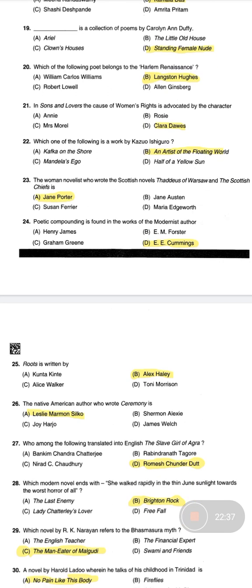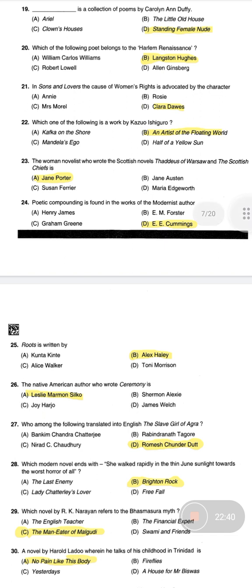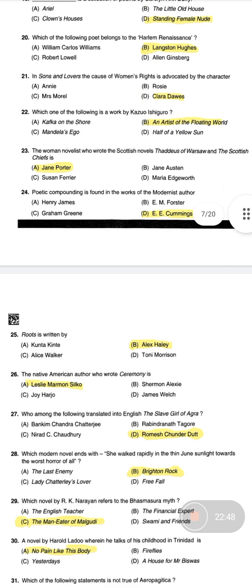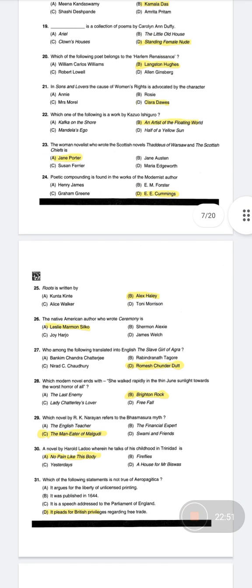Okay, next question: which one of the following is a work by Kazuo Ishiguro? An Artist of the Floating World is the right answer. Then question number 23. The woman novelist who wrote the Scottish novel Thaddeus of Warsaw and The Scottish Chiefs is Jane Porter. Jane Porter is the right answer. Jane Porter is a Scottish novel writer.